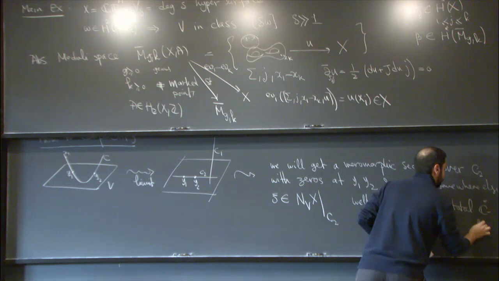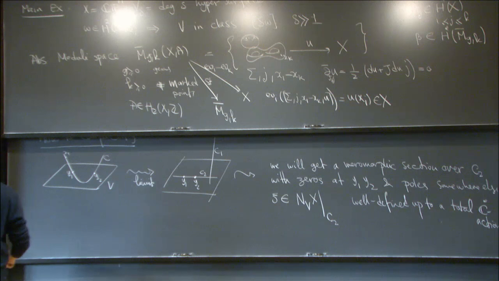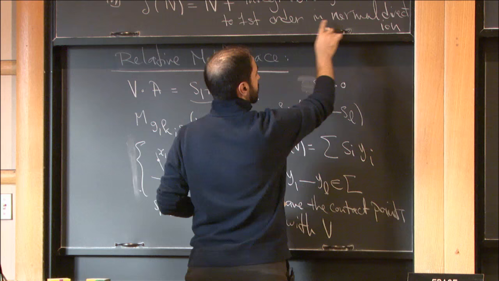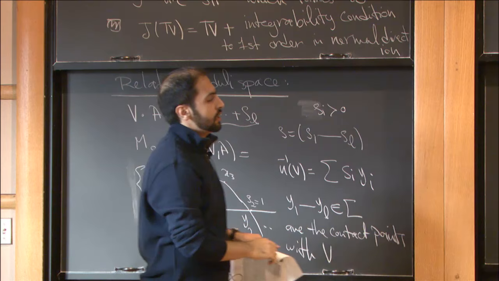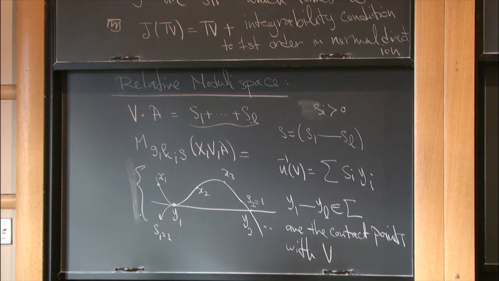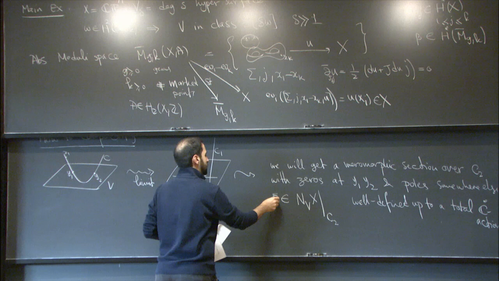And here, to get the C^* direction, we actually need the condition that I wanted, on J being integrable to the first order. We want the almost complex structure to be integrable to the first order in the normal direction, so that the linearization of the J-holomorphic equation is complex linear and this thing is actually well defined up to C^*.